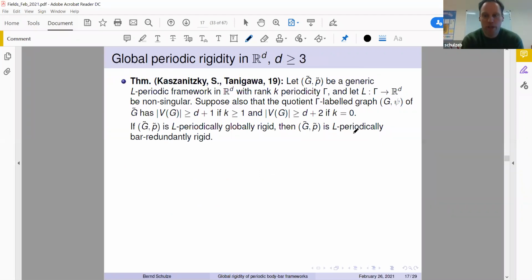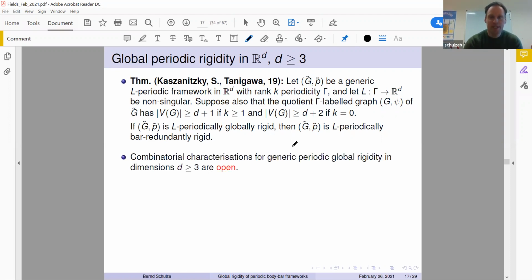What else do we know about global periodic rigidity? What do we know in higher dimensions? If d is at least 3, we still have a necessary condition, and in fact this is one of Hendrickson's conditions. If you have a generic periodic framework and the framework has not too many vertex orbits, so if the quotient gamma-labeled graph satisfies this condition on the number of vertices, then if the framework is globally rigid, it must be redundantly rigid. So this is an extension of Hendrickson's result to the periodic case in all dimensions.